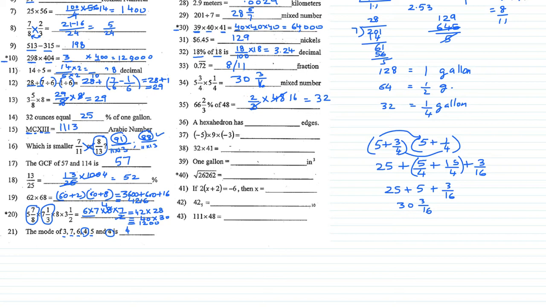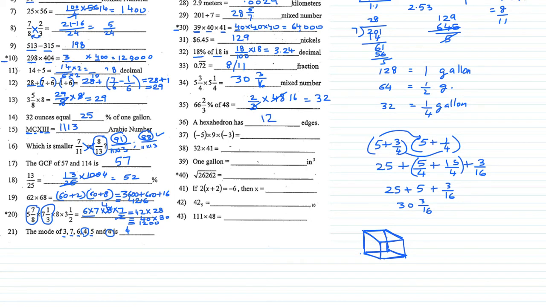Question 36. A hexahedron has how many edges? A hexahedron is a solid figure that has 6 faces. So a solid cube is a hexahedron. It has 6 faces. So the number of edges in a cube are 4 on the top, 4 at the bottom, that's 8, and then 2 on the left side and 2 on the right side, so that's 12.